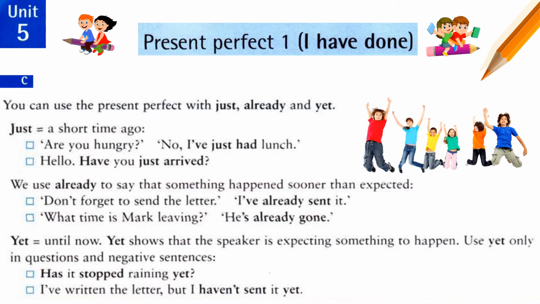We use already to say that something happened sooner than expected. Students, try to understand once again. We use already to say that something happened sooner than expected. Don't forget to send the letter. I already sent it. You see here? What is the instruction? Don't forget to send the letter. But what is the response? I already sent it. Which means what? Something happened sooner than expected. What is expected? To send the letter early. But here the person has already sent the letter.